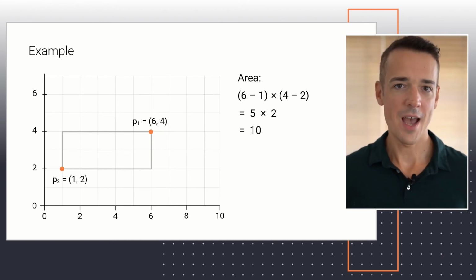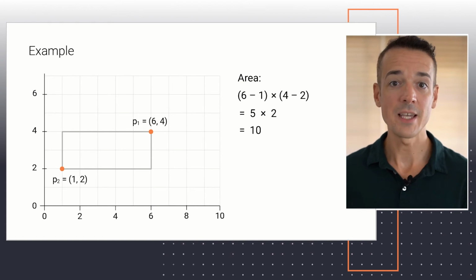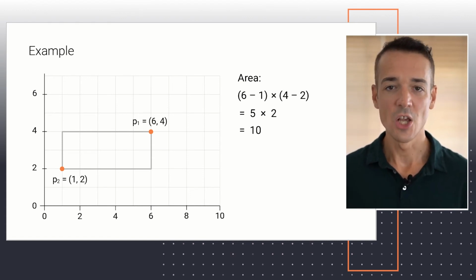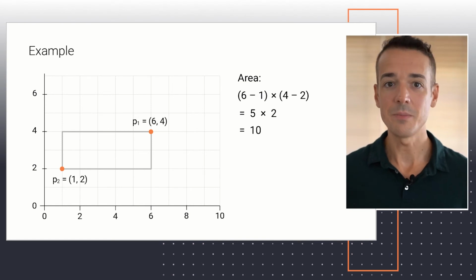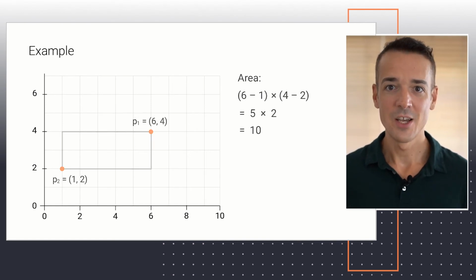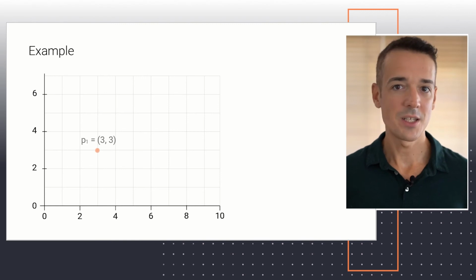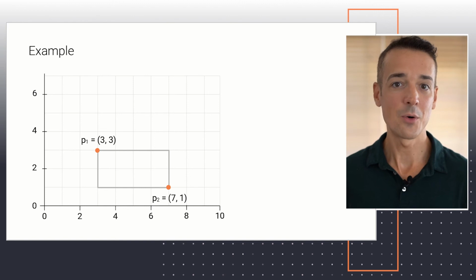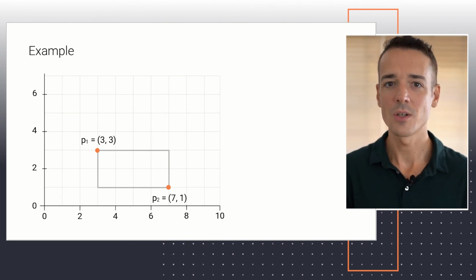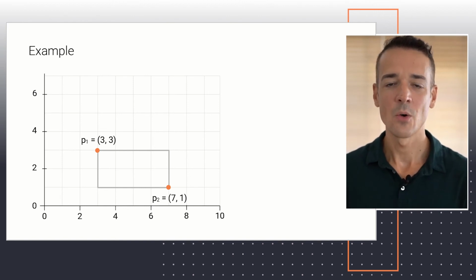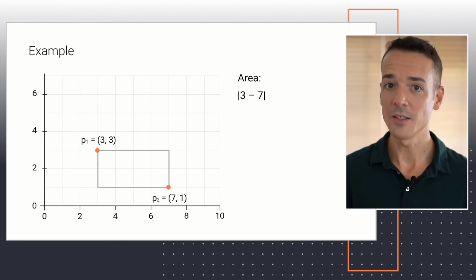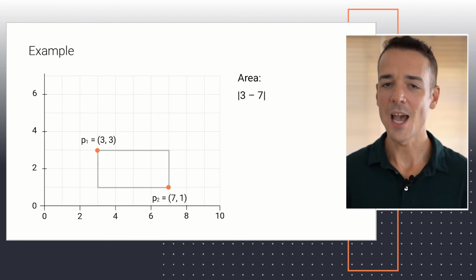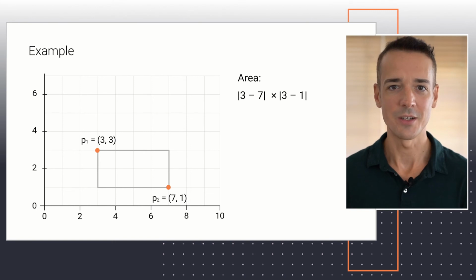To account for the fact that the first and second point may be given in any order, we must calculate the absolute value of the distances so that the final area is guaranteed to be a positive number. For example, consider now points 3, 3 and 7, 1, and the rectangle formed by the 4 lines traversing these points horizontally and vertically. We calculate the area as the absolute value of 3 minus 7 times the absolute value of 3 minus 1. The result is 8.